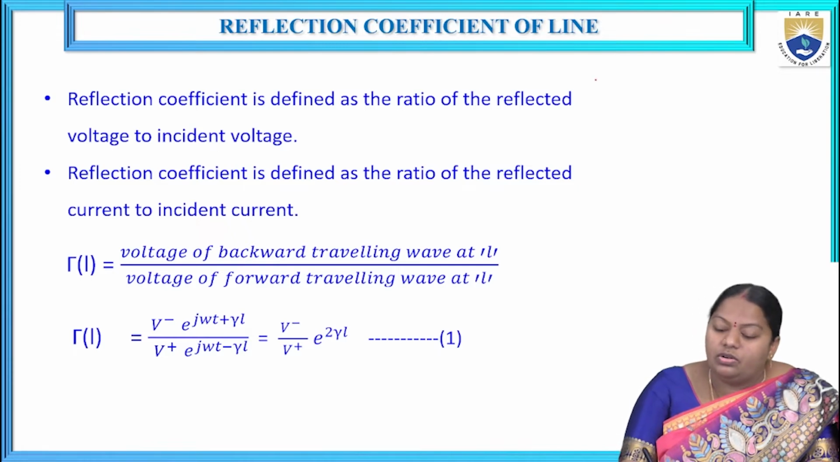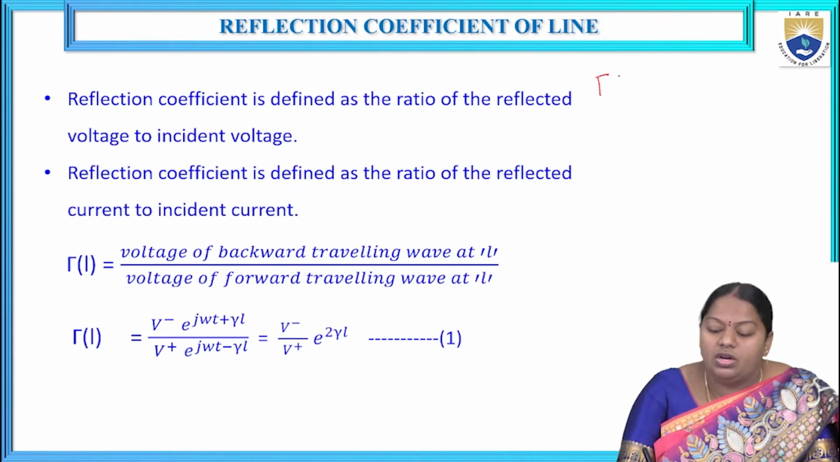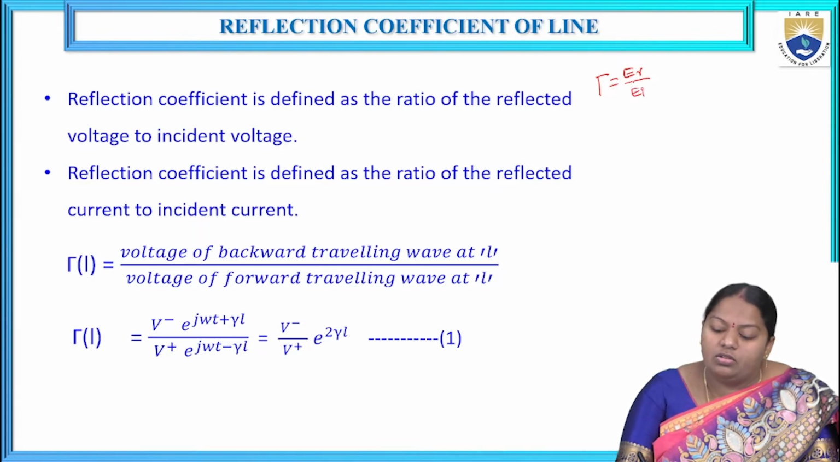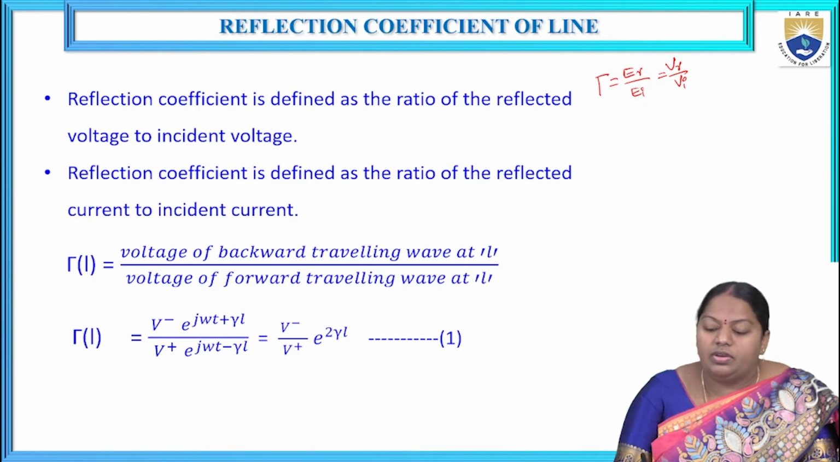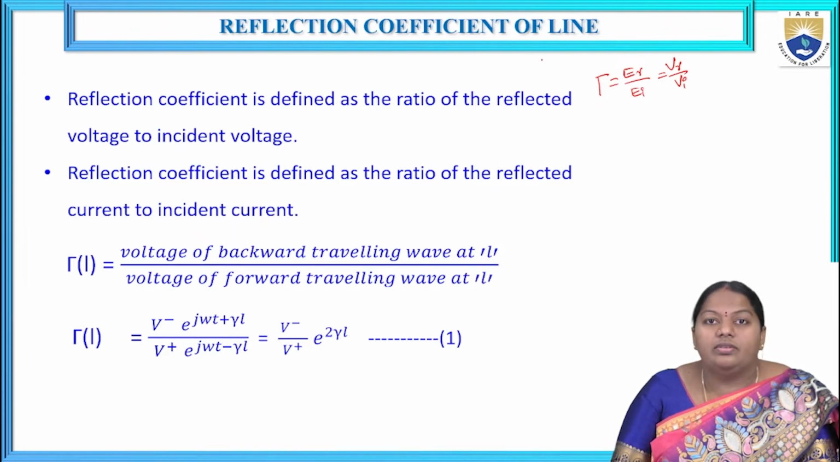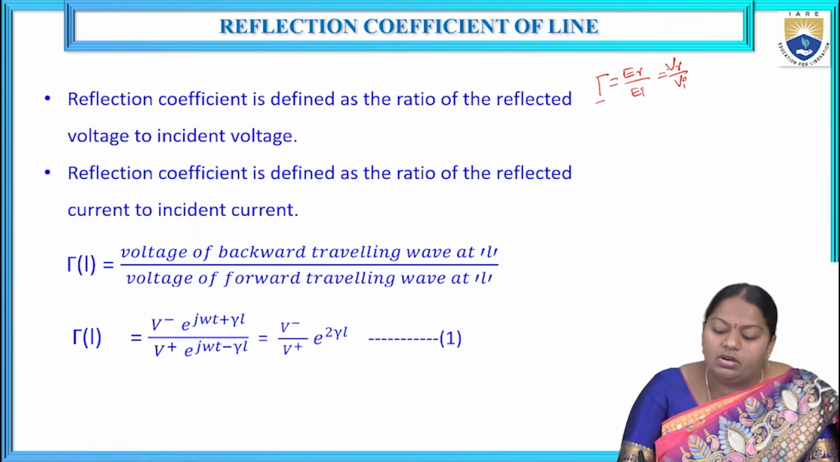So generally the reflection coefficient is represented with the notation gamma, and it is the ratio of the electric field strength of the reflected wave to the electric field strength of the incident wave. And here we are talking about voltages and currents, so this resembles VR to VI, voltage of the reflected wave to the voltage of the incident wave. So now we are going to derive the mathematical equation for the reflection coefficient of a transmission line. So gamma equal to VR by VI.